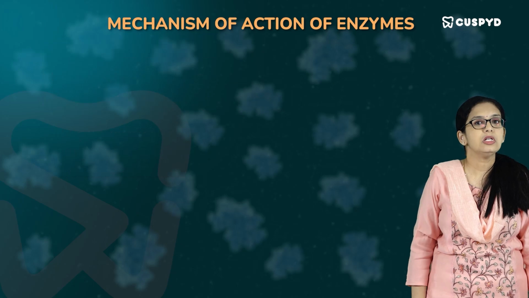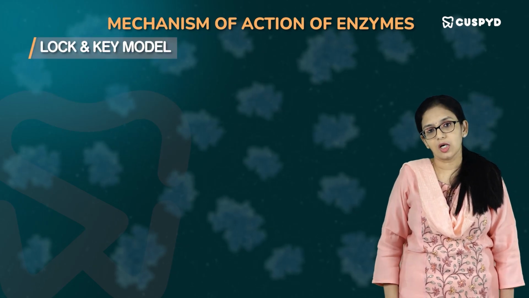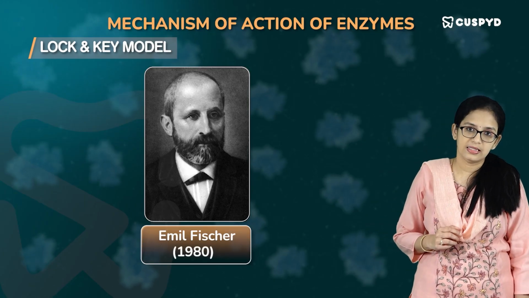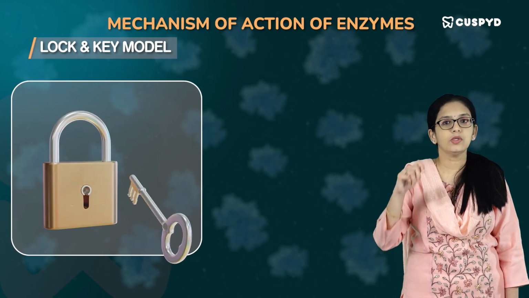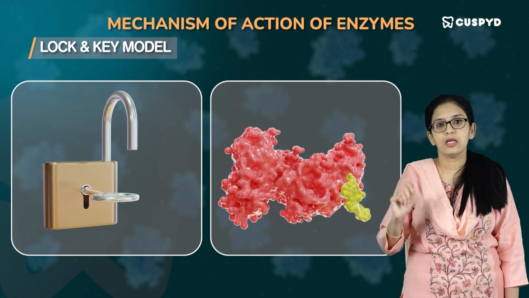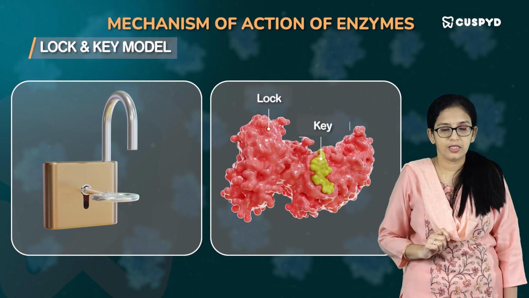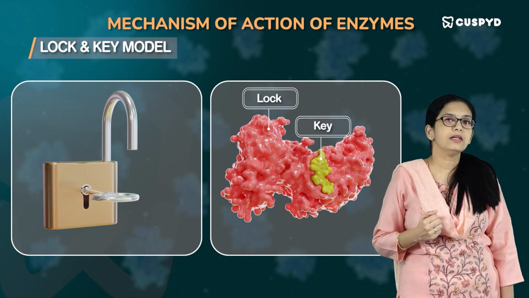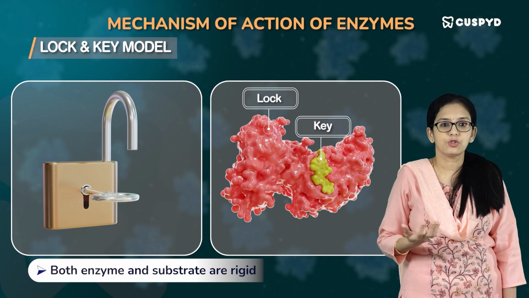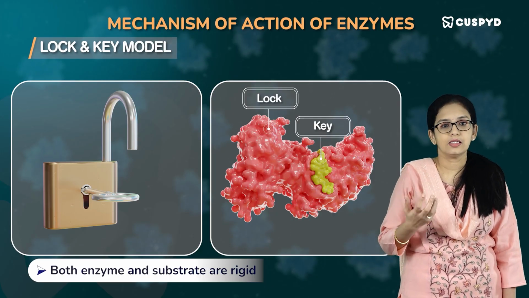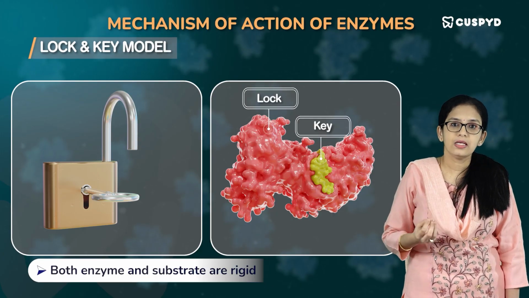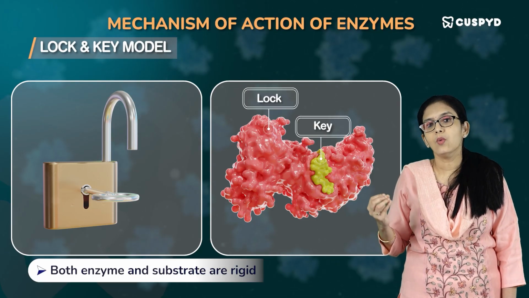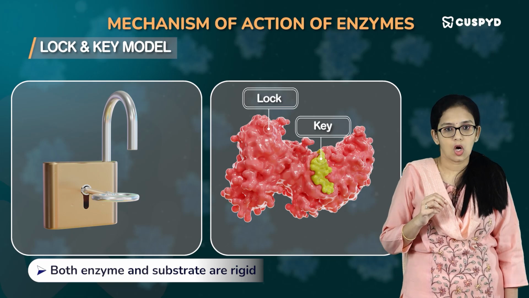First, let's move on to the lock and key model. This lock and key model was proposed by Emil Fischer in the year 1980. Just as how a key goes and fits into a lock, the substrate goes and fits into the enzyme molecule. This theory was not very popular. Why? Because here both the enzyme and the substrate are very rigid and not flexible. The substrate fits into the binding site of the enzyme just as how a key goes and fits into the lock.